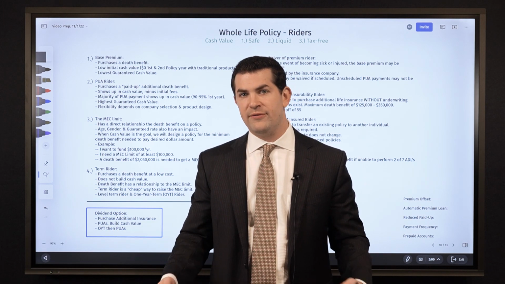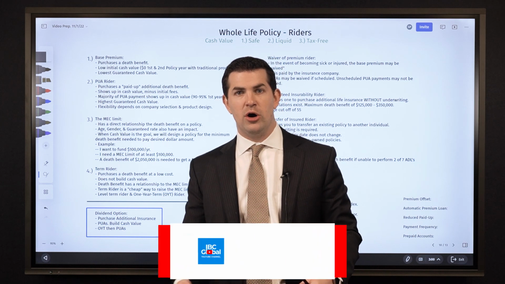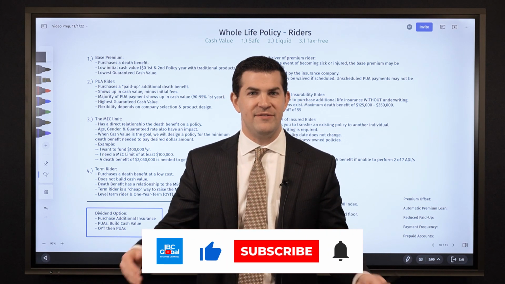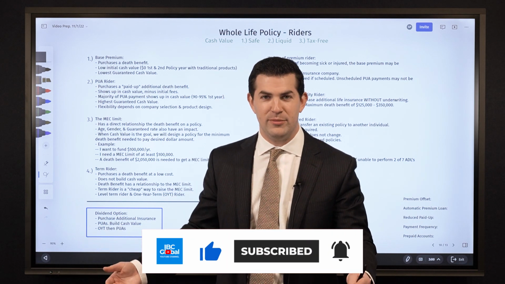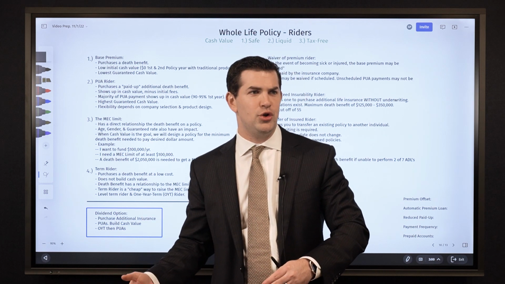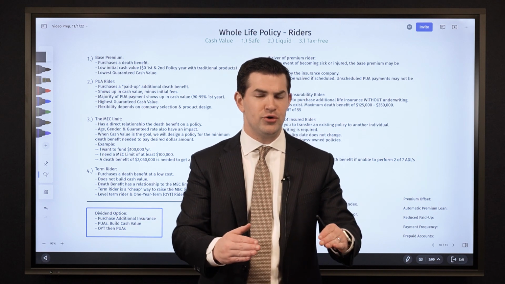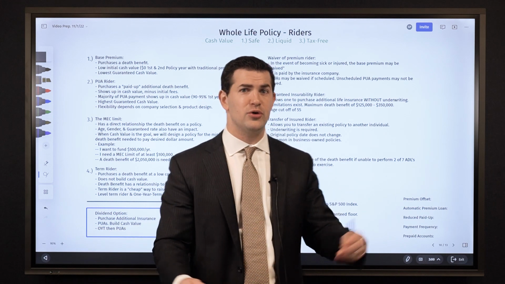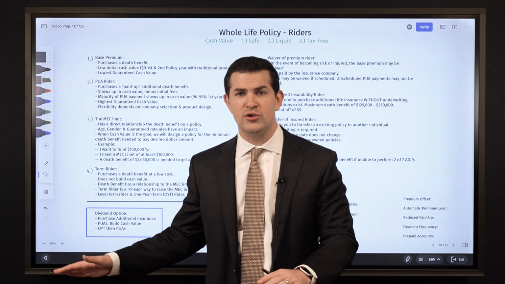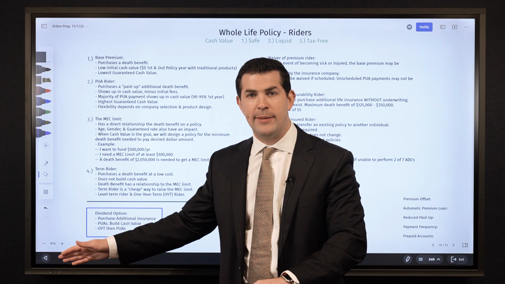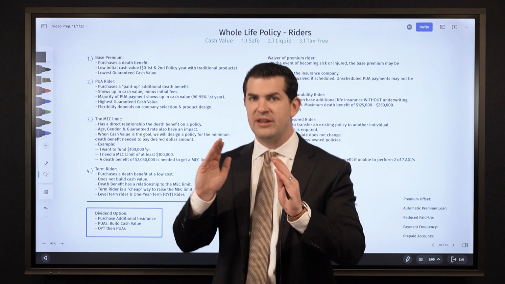So when it comes to different dividend options, there are a lot of them, and different companies have different dividend options available. Some companies have the option to elect for dividends to purchase you long-term care additions if you've got a long-term care rider attached. We're going to focus on the two most efficient options when the goal is strictly cash value.